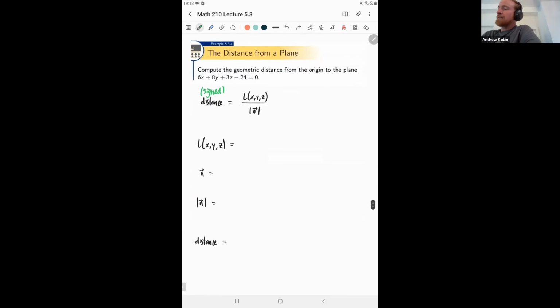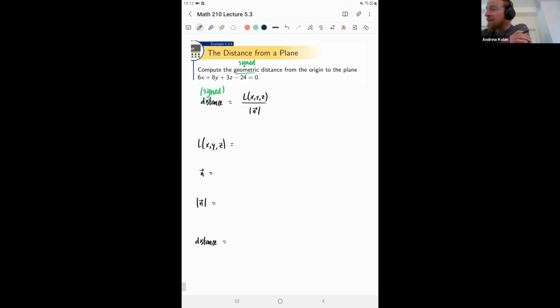So let's do this as an example. Let's compute the geometric distance. And when we say geometric, it's another way of saying signed. So keep track of the sign of the distance. Keep track of the direction the vector is pointing. The distance from the origin out to the plane with this normal equation, 6x plus 8y plus 3z minus 24 equals 0.